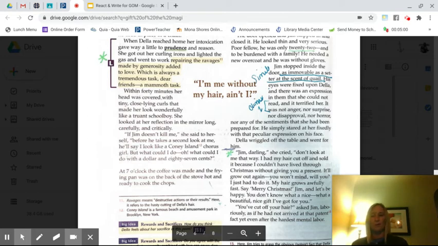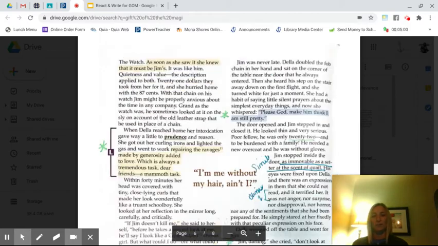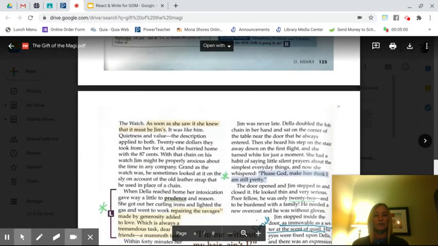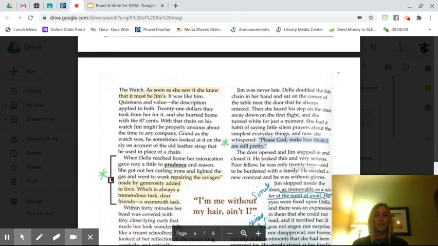But what could I do? Oh, what could I do with $1.87? At 7 o'clock, the coffee was made and the fry pan was on the back of the stove, hot and ready to cook the chops. Jim was never late. Della doubled the fob chain in her hand and sat on a corner of the table near the door that he always entered.